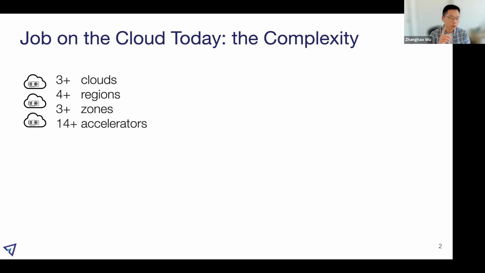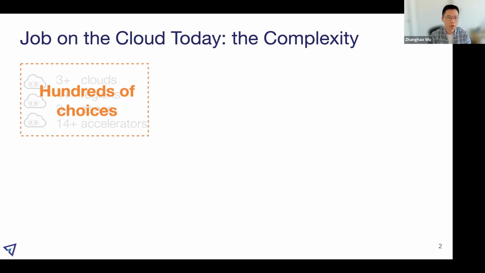Also, you may have to figure out what's the accelerator for your job. It can be A100, B100, T4 GPUs, and also there can be the number of vCPU cores, the size of the memory. There's hundreds of choices for you to choose to launch your job.